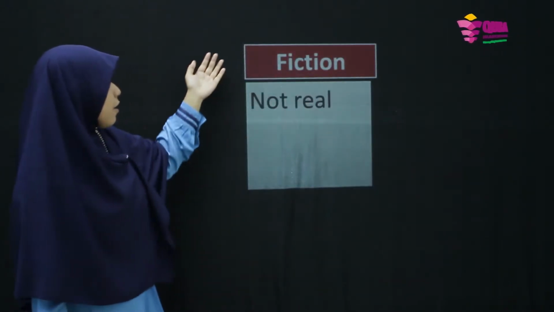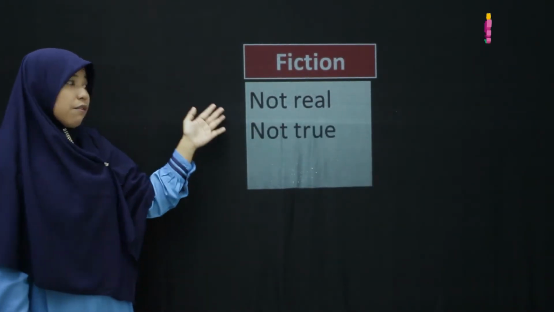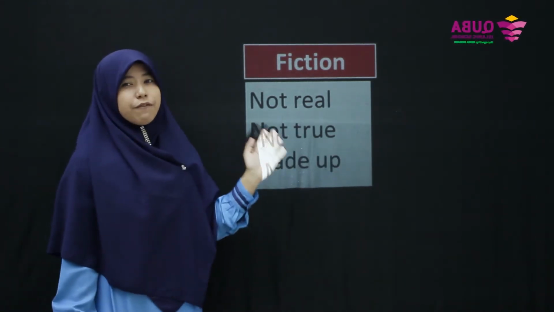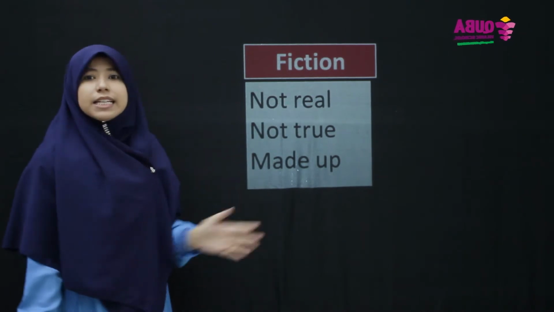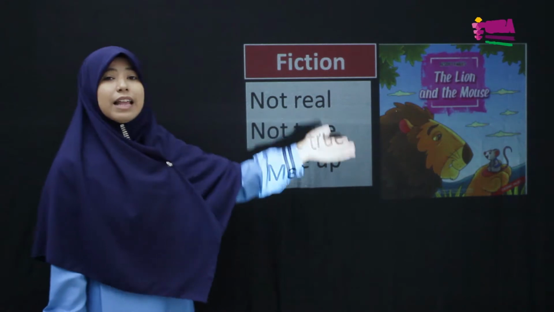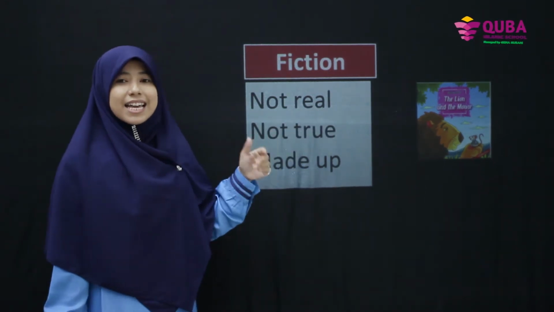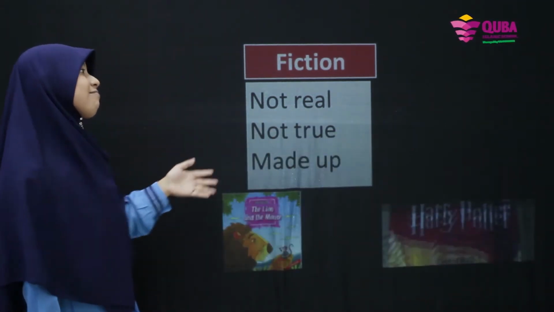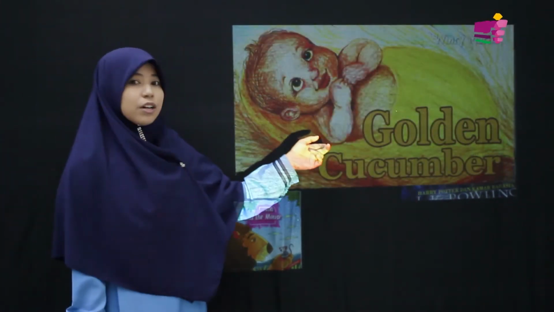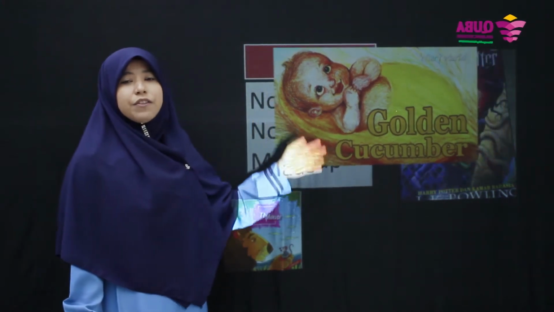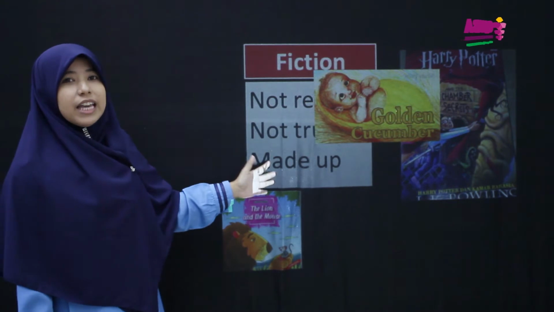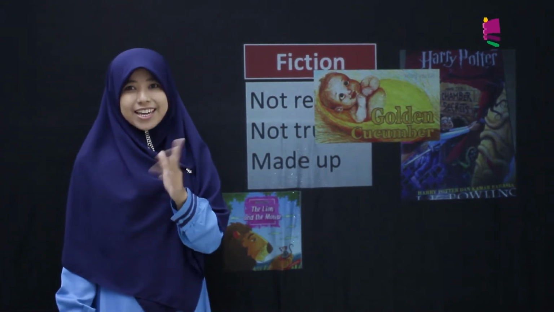Next, fiction is not real, not true, and made up story. So if you read fiction story, it is not real. For example, like the story about the Lion and the Mouse, and Harry Potter, and also Golden Cucumber. If you read these books, it is not real. It is only made up story. Okay?